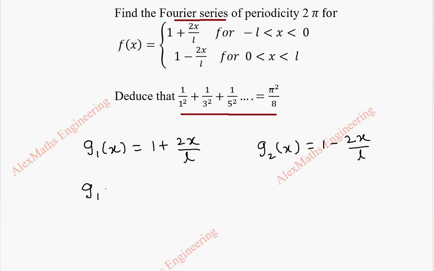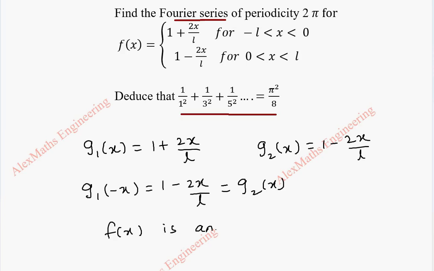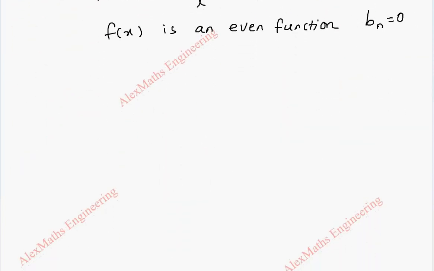Now g1 of minus x becomes, when x is changed as minus x, 1 minus 2x by L, and we got g2 of x. That is, g1 of minus x becomes g2 of x. It means f of x is an even function. So f of x is an even function. It means the value of bn becomes 0. So we are going to find only a0 and an.